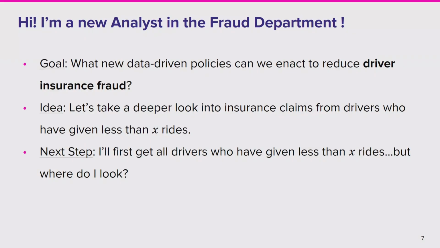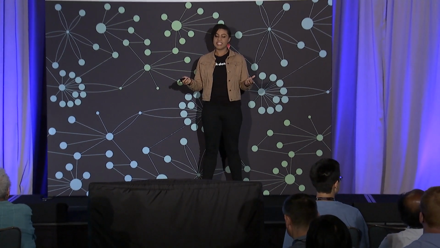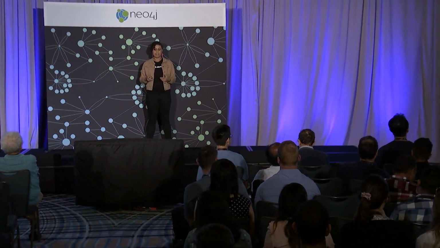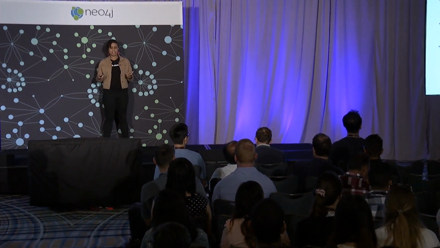So we don't know if this is the case or not. Before we create some new policy, let's actually look at the data. Let's take a deeper look into insurance claims from drivers who have given less than X number of rides, where X is some arbitrary number, such that for drivers who have given fewer rides than this, the chances that they actually got into an accident are pretty low. So let's take a deeper look into that particular case. As the analyst, you say, great. Next, let me start off by getting all the drivers who have given less than X number of rides.